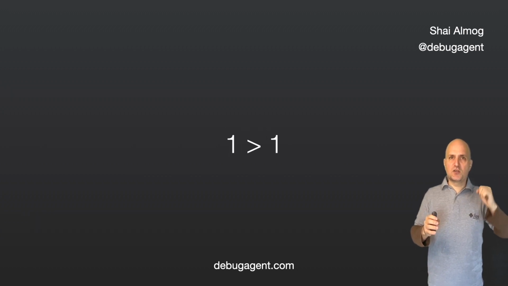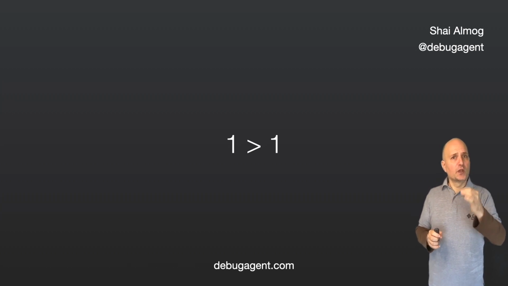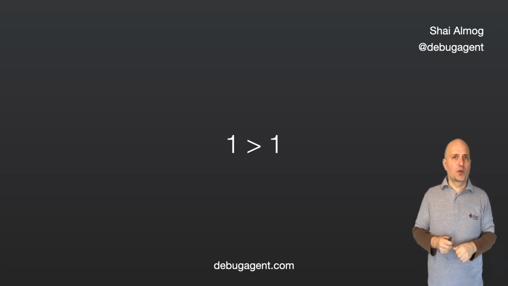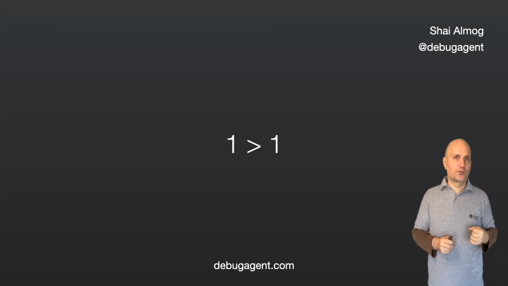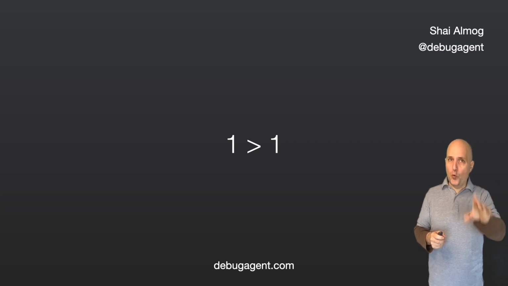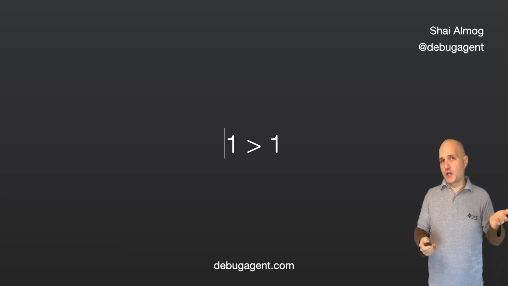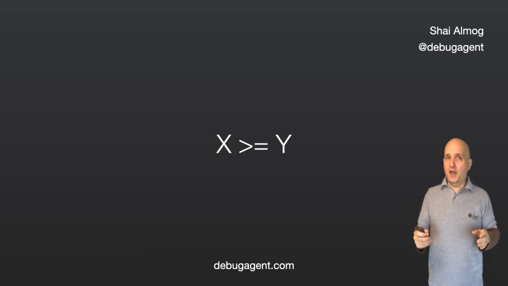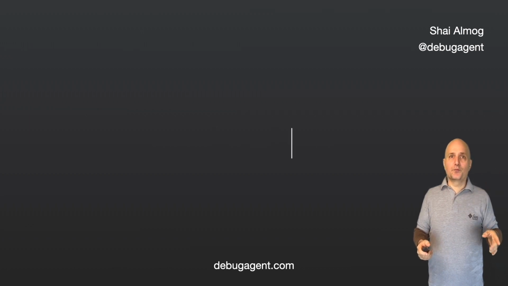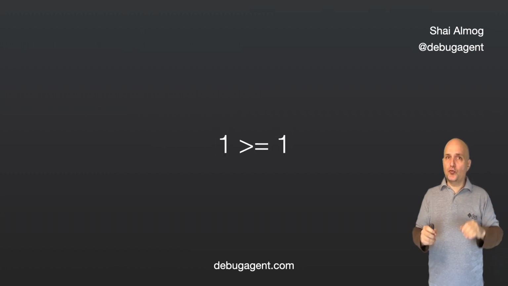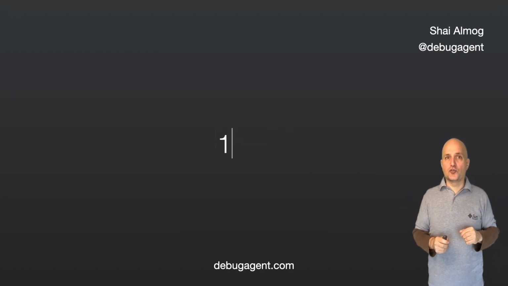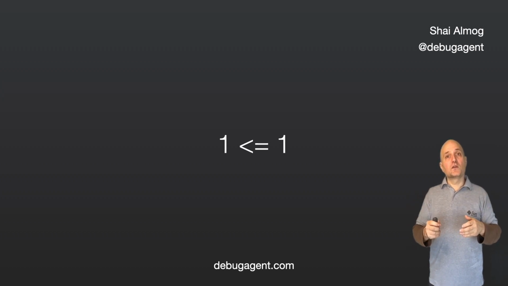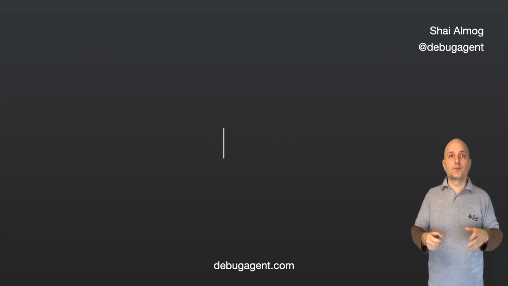But here's a trick question. What would be returned here? True or false? I'll give you a second to pause the video and think about it. This would be false, since 1 isn't bigger than 1. For that, we have a different operator altogether, greater than or equals, which will return true in this case and also work for cases where the left value is larger. We can also reverse this to the smaller than operator.